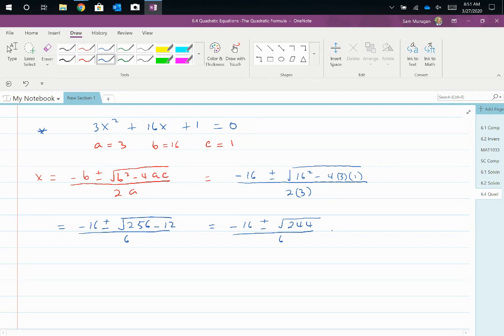Now you want to try to simplify the radical. In this case, the radical can be simplified as 4 times 61. That's the only perfect square that we can grab out of there. 4 times 6 is 24, 4 times 1 is 4. Divided by 6. So this is negative 16 plus or minus the square root of 4, which is 2, times root 61 over 6.